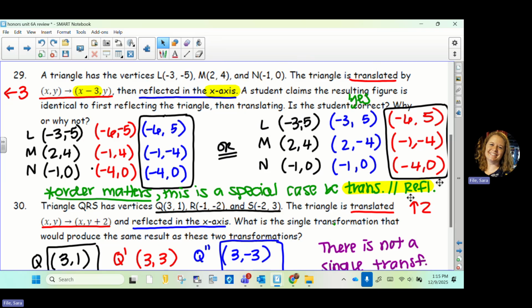Okay. So it's really important that you understand that the order does matter. That's called the commutative property. Most of y'all would know it for addition. Let's say 2 plus 3, that's the same as 3 plus 2, isn't it? Because addition is commutative. The order doesn't matter. Transformations are not commutative. The order does matter. This is a special case just because the translation is parallel to the line of symmetry. That's the only reason that this comes out the same. Normally it would not, because transformations are not commutative.